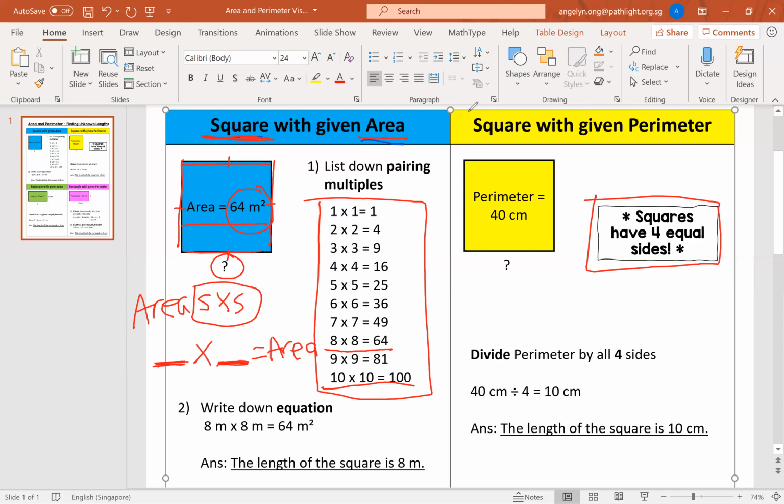So for working, we write 8 times 8 equals 64. And now we find out that the side of the square is 8 meters.